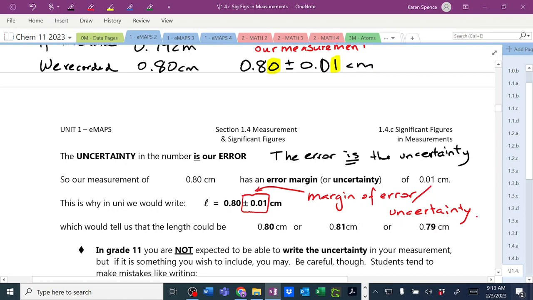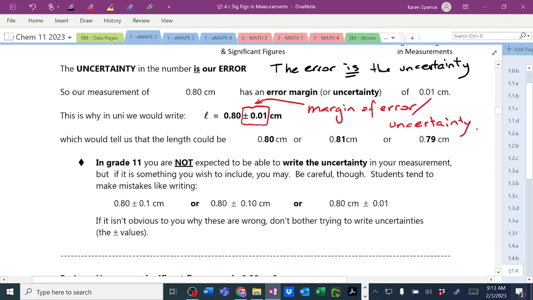And just reiterating, in grade 11, you're not expected to be able to write the uncertainty. That will be an enriched thing should you choose to do so. All right.